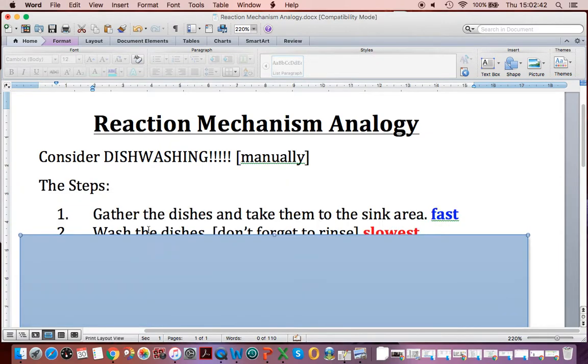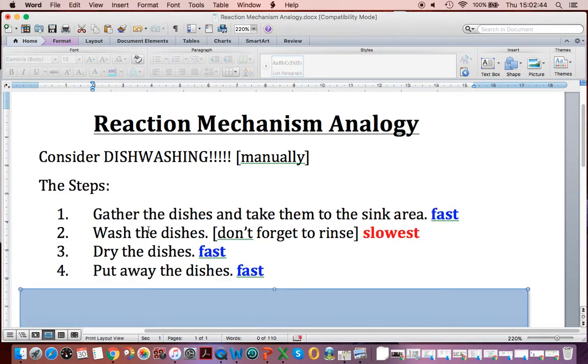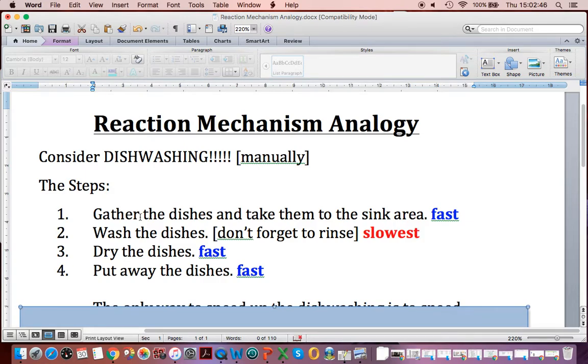So we look at the steps, and we're going to analyze the steps. Step one is collecting the dishes. Bringing them to the kitchen, put them by the sink. That's a fast step. Washing the dishes, along with rinsing, is going to take quite a while. Drying the dishes will be quick. Putting away the dishes will be fast.